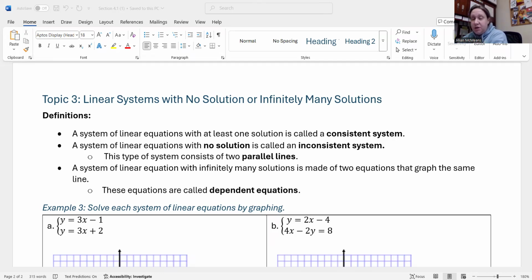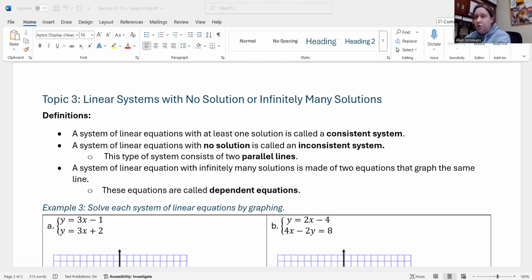So the systems of equations that we have looked at so far in this worksheet have all been consistent. They had that one solution, okay? Now on the flip side of that, a system of linear equations with no solution is called an inconsistent system. So let's think about that. If you have no solution, and we know that the solution is the point of intersection, a system that has no solution would be two lines that never intersect, okay?